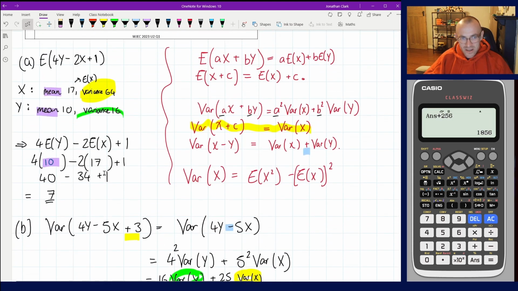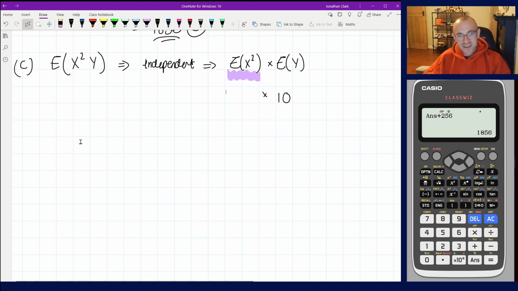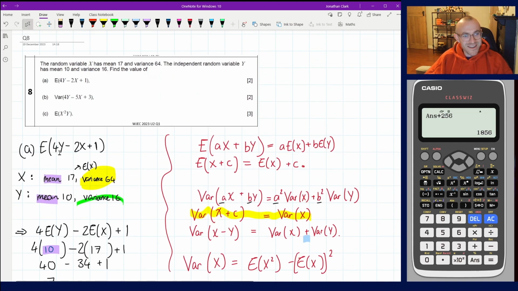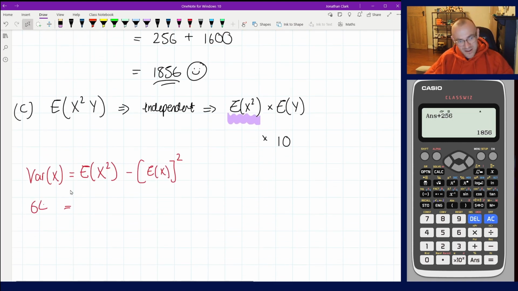I think what we're going to need to do is use some variance ideas for this one. So what I know about the x squared is it makes up the variance formula. It's part of it. Specifically, the variance of x is equal to the expectation of x squared, take away the expectation of x, squared. I know the variance of x, if I scroll up, is 64. And I know that this is 17.